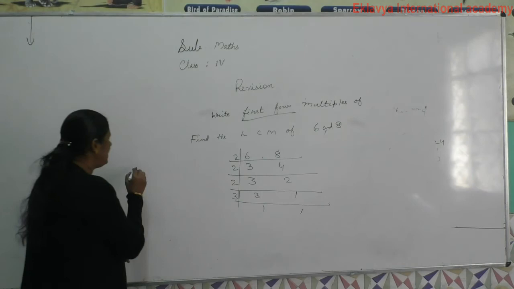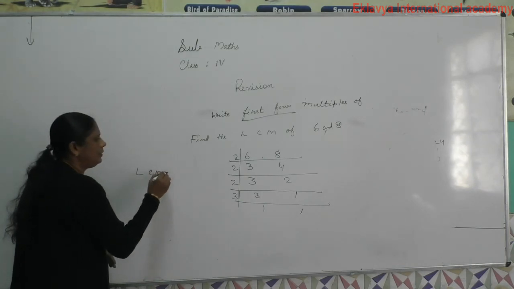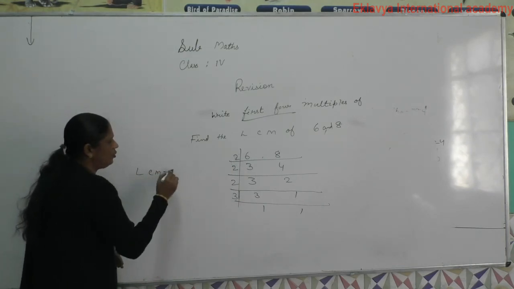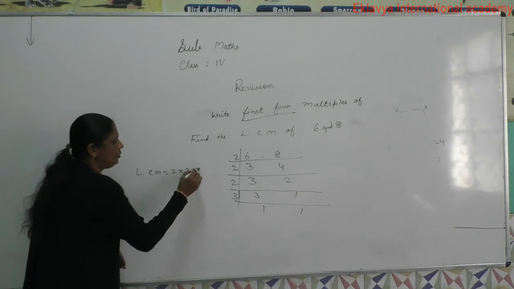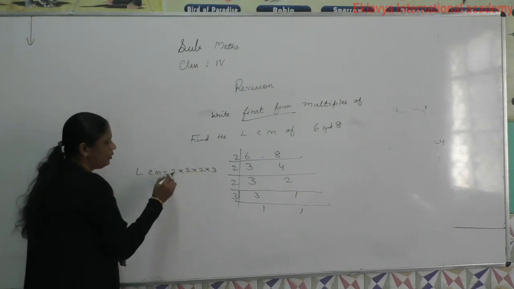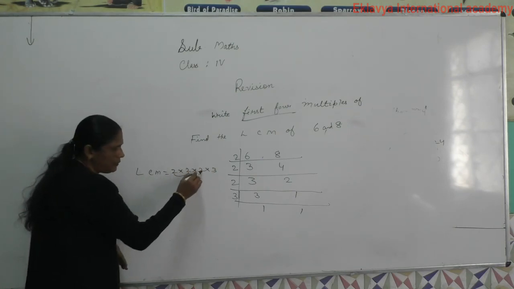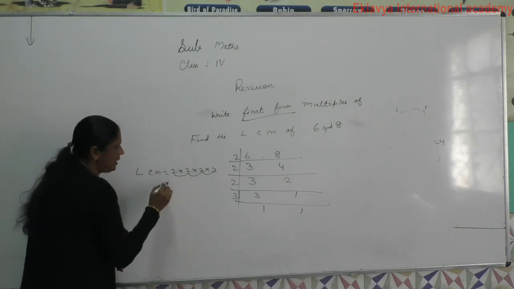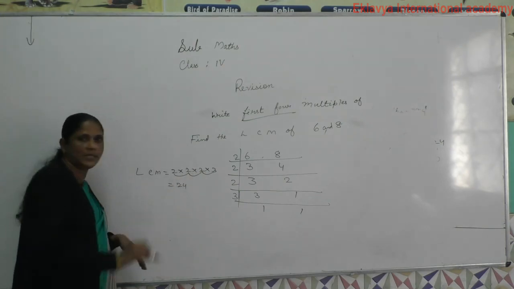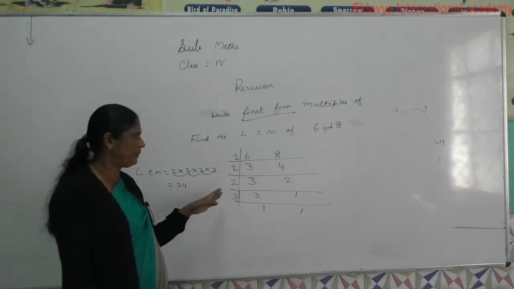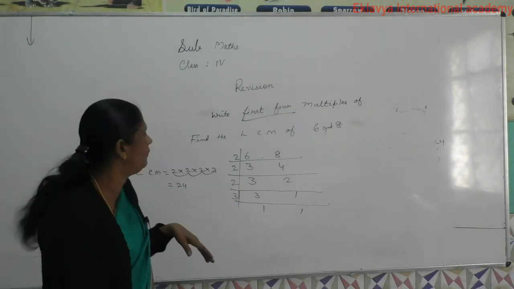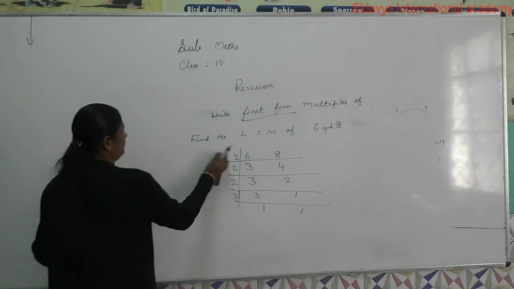Your LCM is equal to this. You take 2 into 2 into 2 into 3. 2 2s are 4, 4 2s are 8, 8 3s are 24. Our LCM is 24. Understand? Then find the HCF.